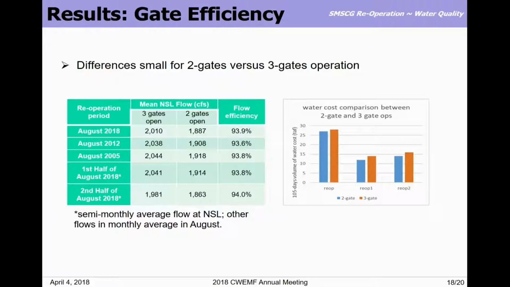I'll be very brief about the gate. This summer they are going to have one gate under maintenance, but at the same time this reoperation proposal is going to happen. It proposes all three gates operating, so we are doing two things altogether. But as you see, with two gates open, the flow efficiency is actually over 90%. We repeat the same water cost analysis for the forecasting, and it's also a very minor difference.